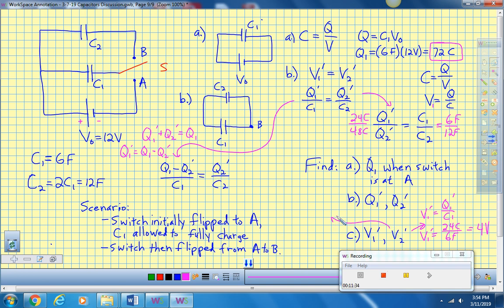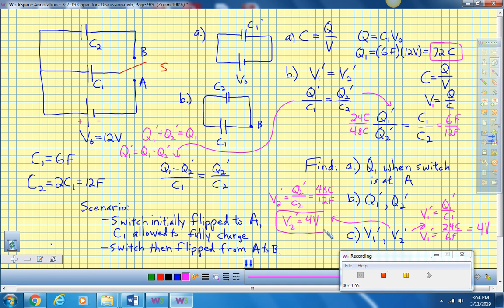V2 prime would equal Q2 prime over C2, which is 48 coulombs over 12 farads. V2 prime also comes out to be 4 volts.